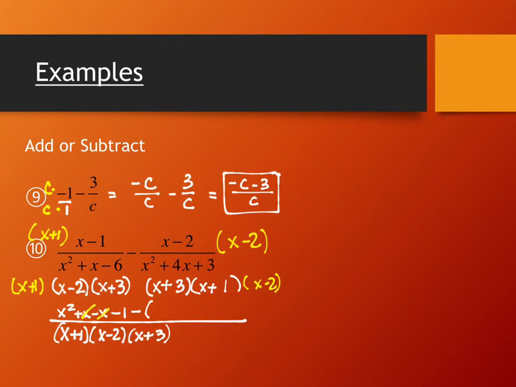Okay? So x minus 2 times x minus 2 gives me x squared minus a 2x minus another 2x and plus 4. So far, so good. All right, denominator stays the same. We don't need to make any changes to it. x plus 1, x minus 2, and x plus 3.